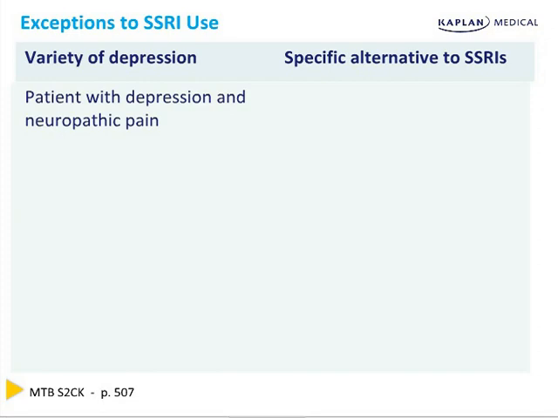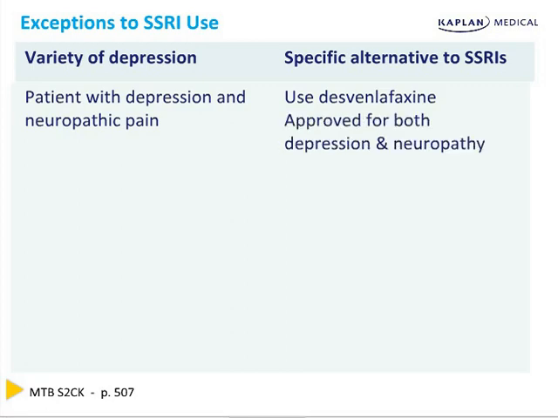What if you have a patient with depression and neuropathic pain? Then you're going to use desvenlafaxine. That's been approved for both the treatment of major depression and neuropathic pain, such as that you'd see from diabetic neuropathy.